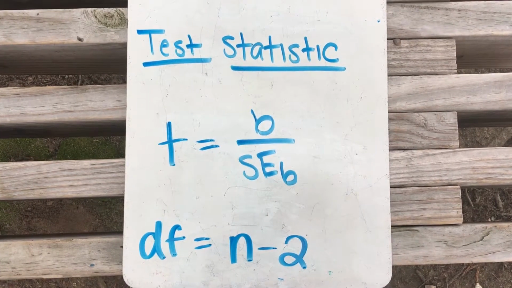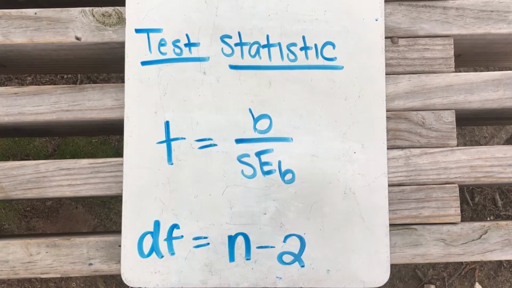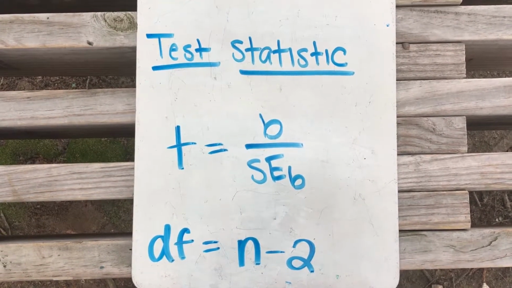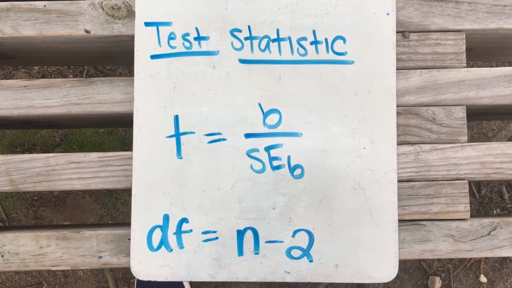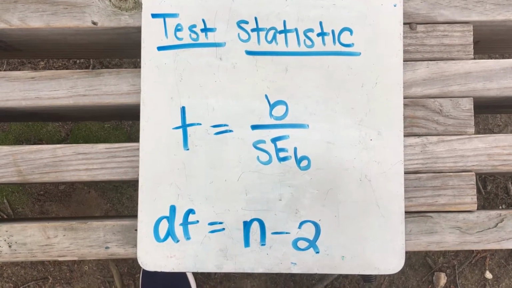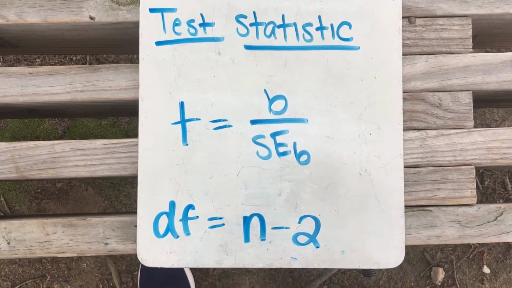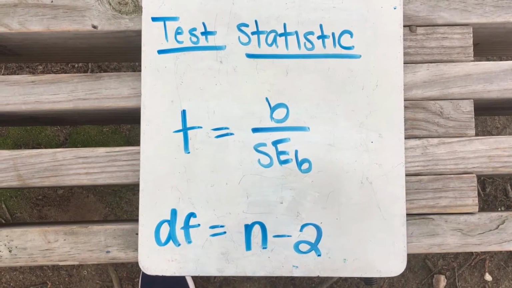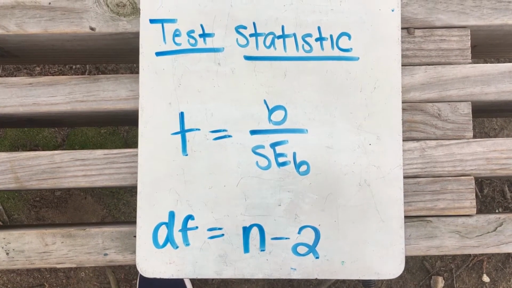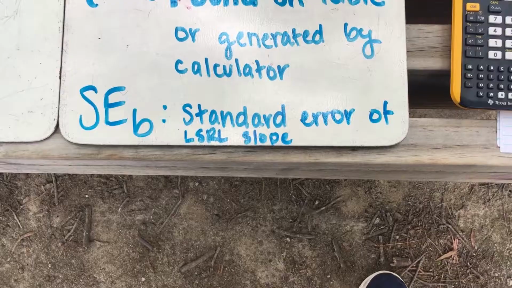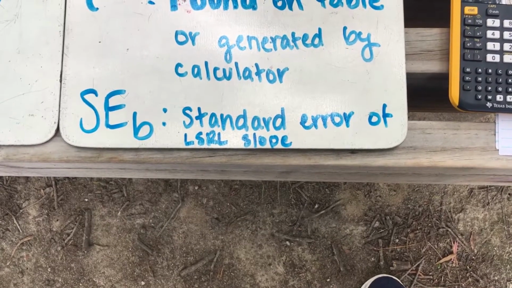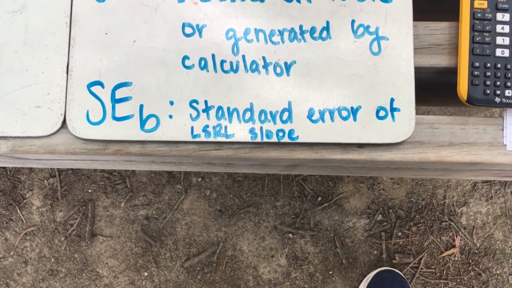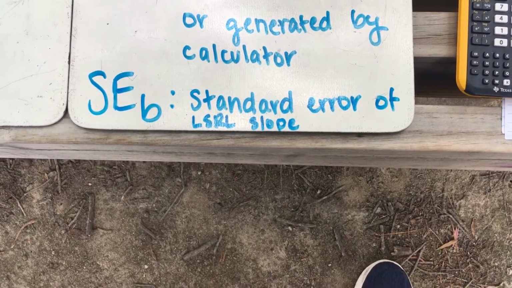After establishing both of your hypotheses and verifying all of your conditions, you can proceed to writing the test statistic. The test statistic for a linear regression t-test is t equals b over the standard error of b. Don't forget to include your degrees of freedom, n minus 2. Lastly, SEb is the standard error of our LSRL slope and can be found through a calculator.